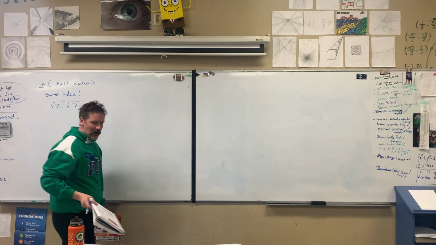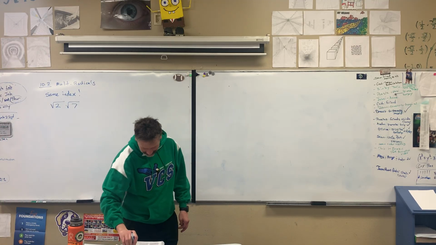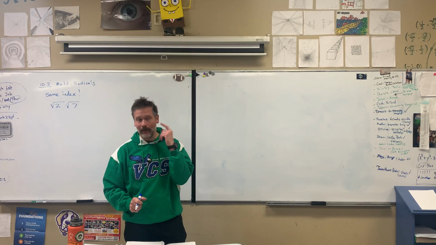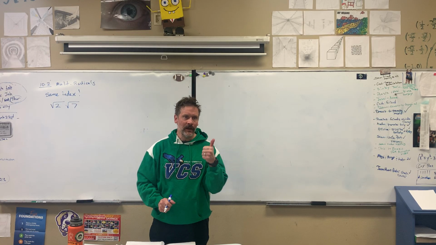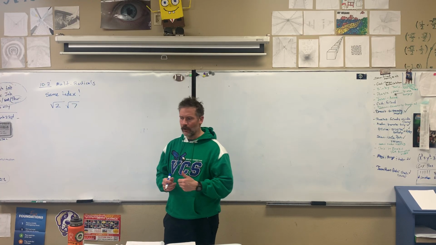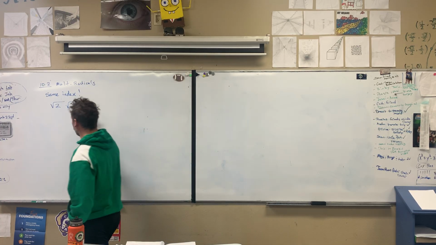Okay, hey, when you multiply radicals, you have to have the same index. So a square root multiplied by a square root, thumbs up. A square root times a cube root, you can't combine them, okay? So you have to have the same index when you're multiplying radicals like this.